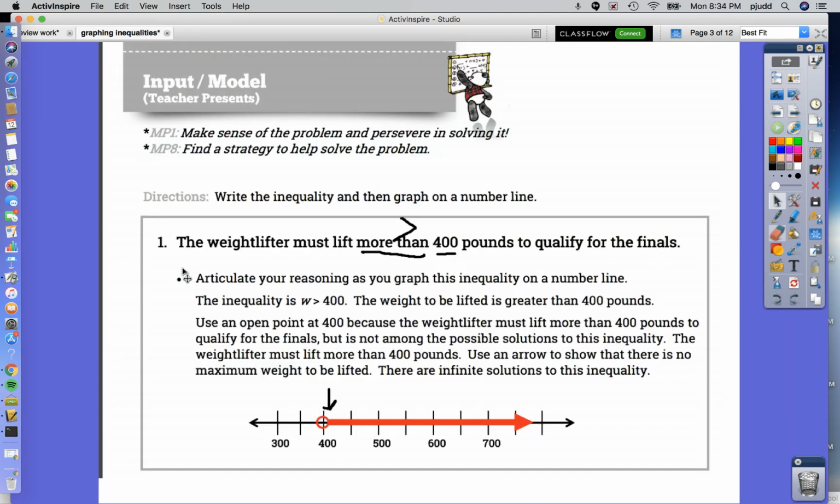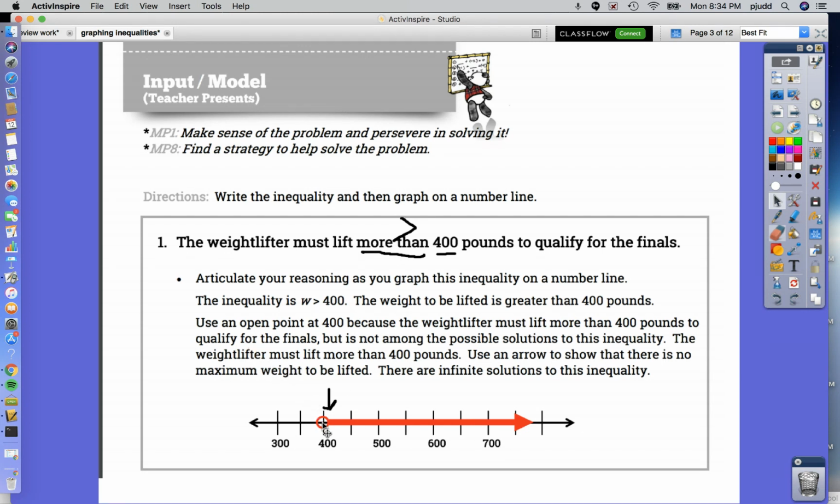So here we go. Taking a look at the input model: a weightlifter must lift more than 400 pounds to qualify for finals. Well, 401, 402, 403, 400 and a half pounds are more than 400 pounds. Anything greater than 400 is going to be part of the solution set. So looking at my graph, I go 300, 350, 400, 450, 500, 550, and all the way up, and I could keep going.